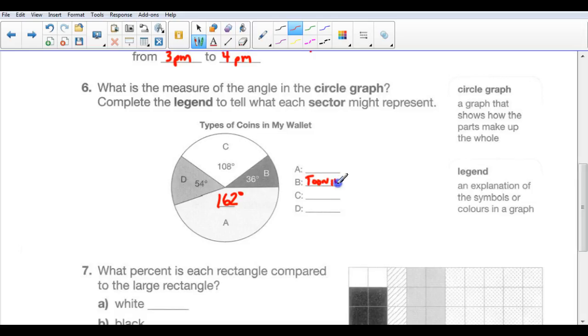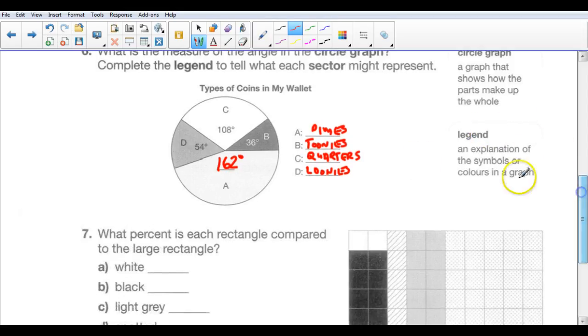toonies. Okay. The next one, which is 54 degrees, that might represent loonies. And C might represent quarters. And A might represent dimes. You might have more dimes than anything else. Might even be nickels, okay? So this is the legend, and it gives an explanation for the colors and the symbols in the graph. Okay?